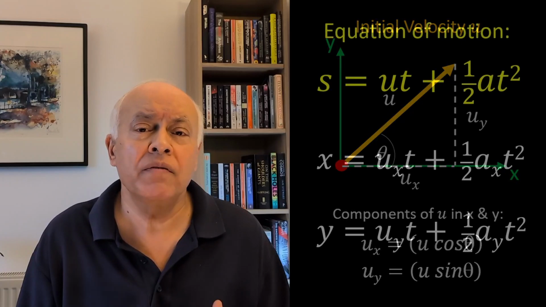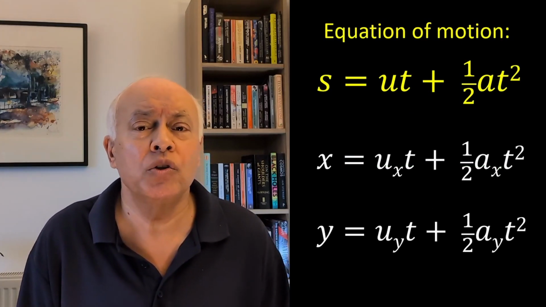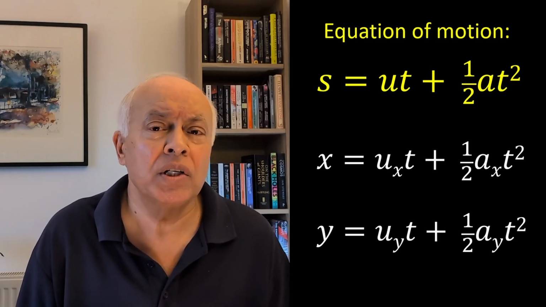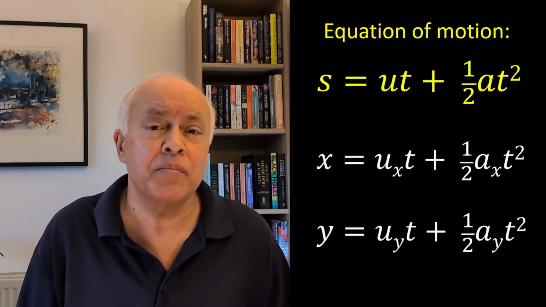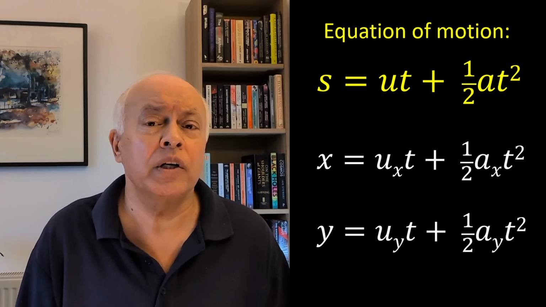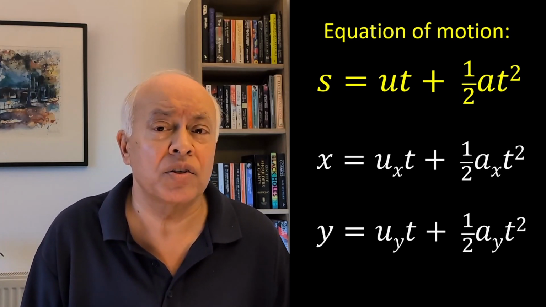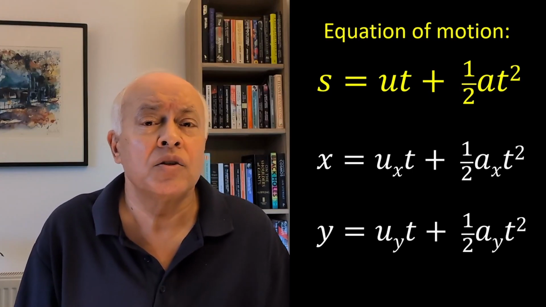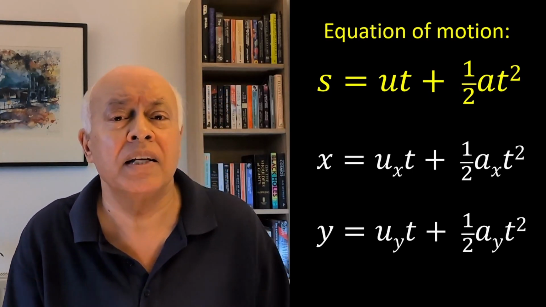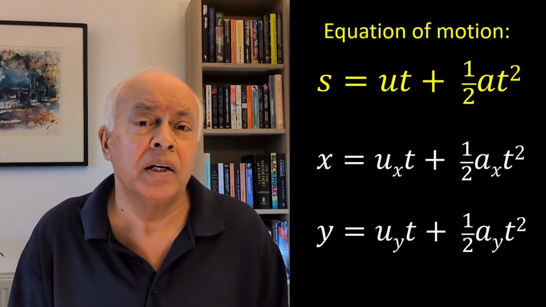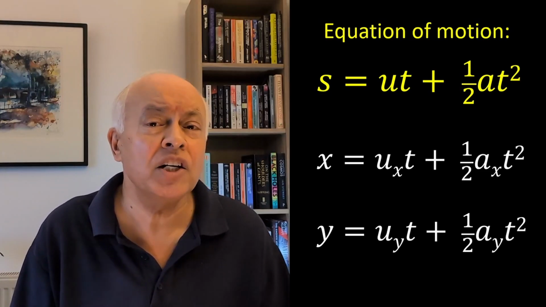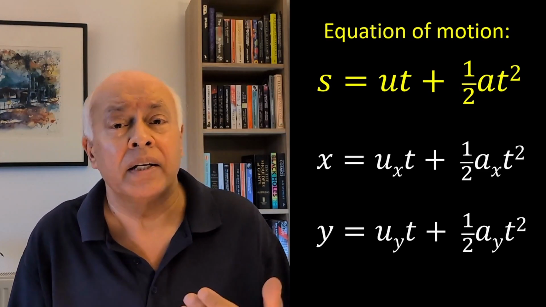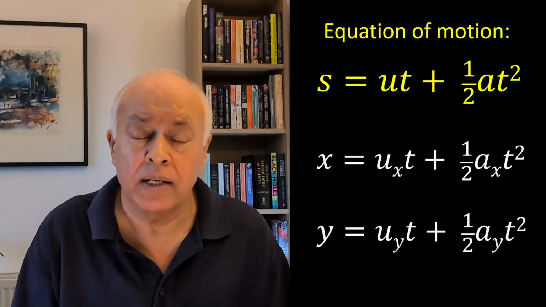Now let us use one of the SUVAT equations, and we will use the one for displacement. But we want to look at the motion in x and y directions separately. So let us make two equations for the x and y directions, and we can use the components ux and uy to denote the initial speed in the x and y directions. In the same way, we can define acceleration in the x and y directions as having components ax and ay.